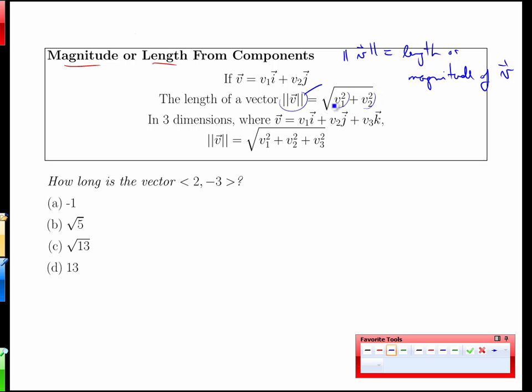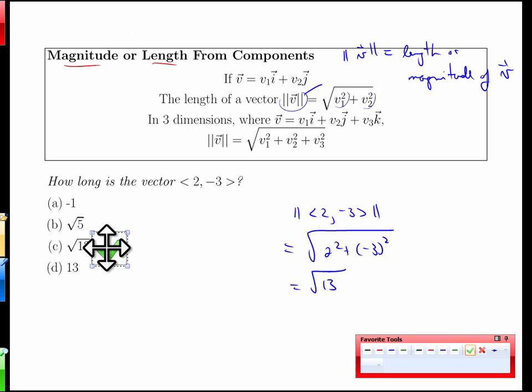All right. This is a simple formula application. The length of the vector 2, negative 3 is going to be the square root of 2 squared added to negative 3 squared, and that's the square root of 13. So always a nice positive quantity. Lengths are always positive here, so we get C as our answer.